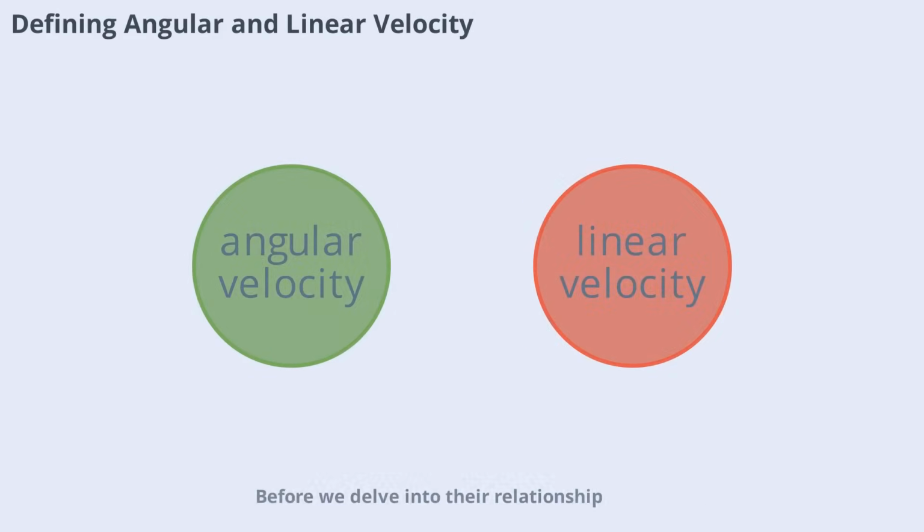Before we delve into the relationship, let's clarify what we mean by angular and linear velocity. Angular velocity refers to how quickly an object rotates around an axis, measured in radians per second. Linear velocity, on the other hand, is the rate at which a point on that object moves along a straight path. Both play crucial roles in biomechanics, especially when analyzing movements like swinging a bat or extending a leg. Understanding these definitions is the first step to grasping their interconnectedness.